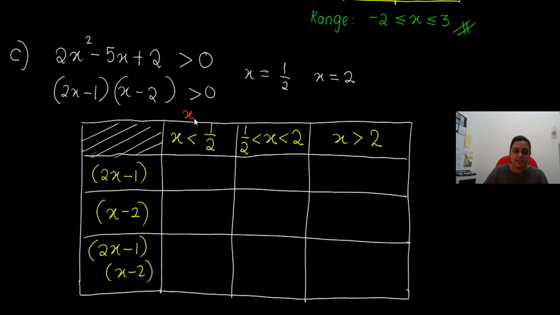Any number smaller than 1 over 2, let's go for 0. X equals 0, teacher chooses 0. So you substitute 0 inside here, you will get a negative value. Substitute 0 inside here, you get a negative value. Let's choose here x equals 1. So 1 you substitute inside here, you get a positive value. 1 you substitute inside here, you get a negative value. And the last one, I'm going to choose x equals 3. So here is going to be a positive value. And 3 minus 2, I get a positive value.